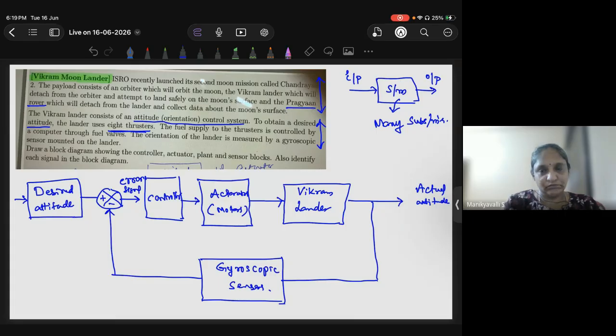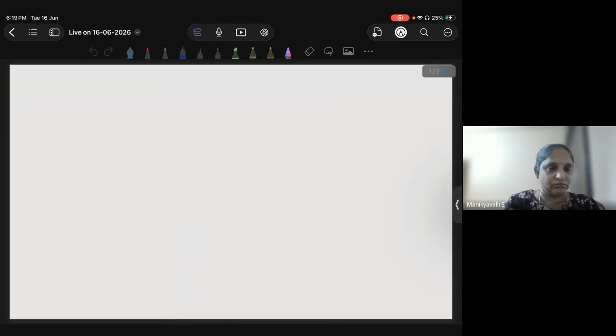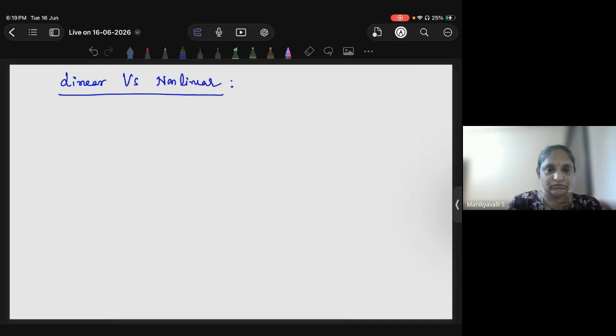Next we'll get into the linear versus non-linear topics. As explained in the video, let us say you have a function. I'm not talking about a system; I'm starting with a function. The basic definition says that a function is linear if and only if it satisfies two properties.